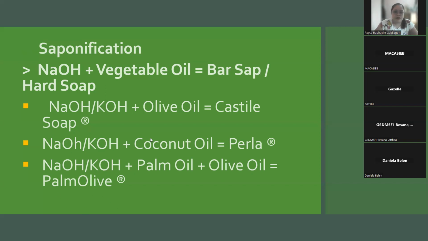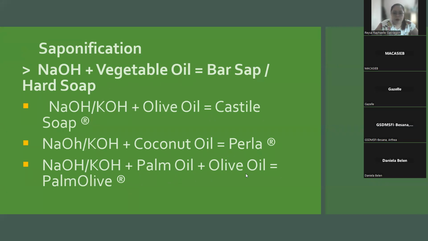Now take note of this, when we use Perla, we have sodium hydroxide or potassium hydroxide. We can use the two. And then what oil is used for that? It's the coconut oil. And that's the Perla that we use for washing clothes. However, we have these two, either of the two.